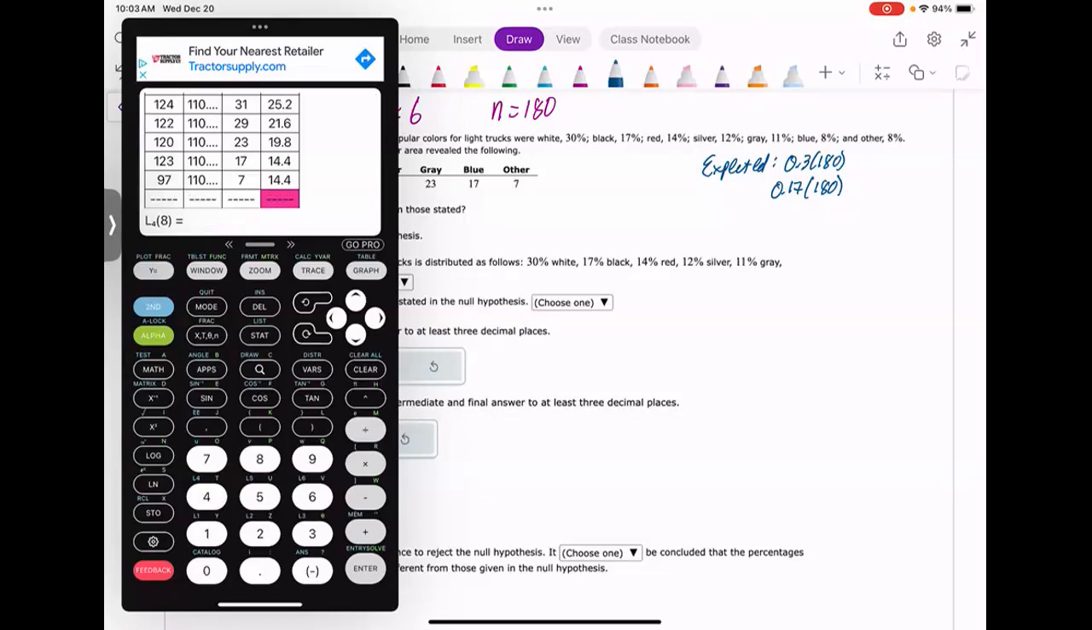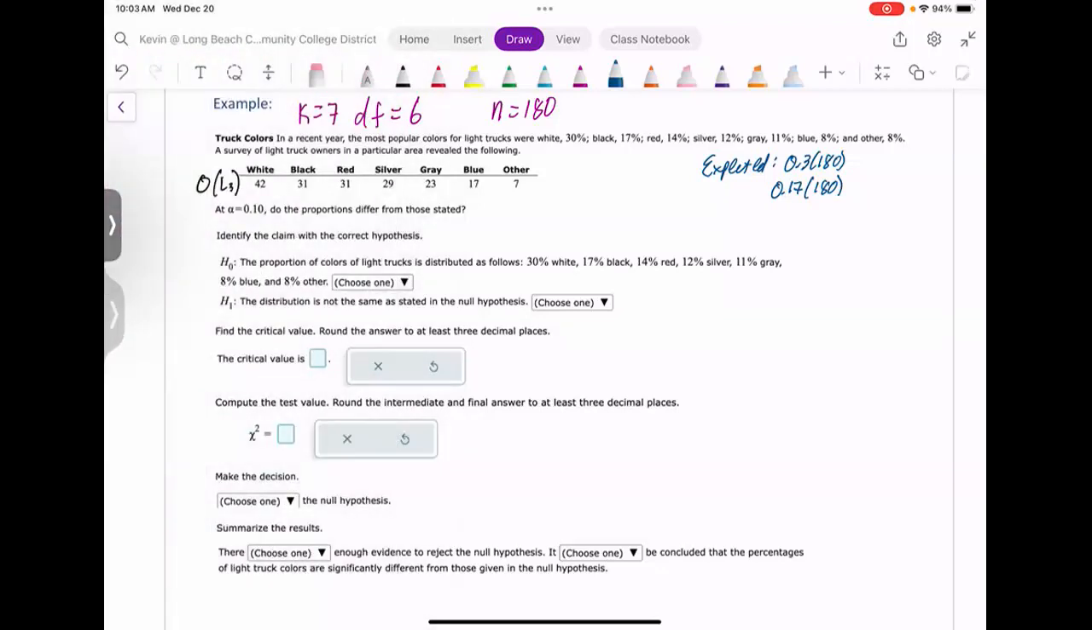And you'll notice there's a different proportion for each of the different categories. So in the previous one, they were the same proportion. In this one, they're all different. Okay, and we are looking at our alpha being at 10%. So let's look at our null hypothesis. The proportion of colors of light trucks is distributed as follows. And we have our percents there. And our alternative, by the way, is the claim: the distribution is not the same as the stated null hypothesis.